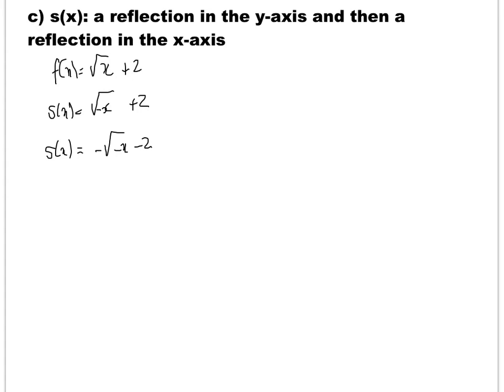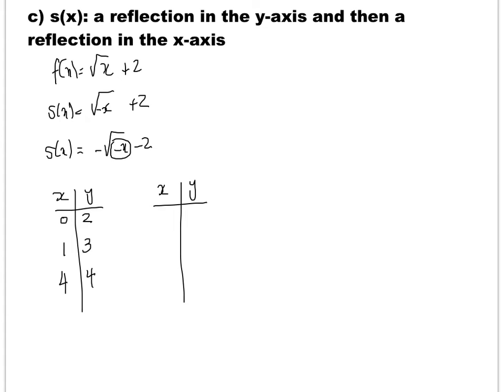Now, we are supposed to graph it and then find the domain and range. Again, if you remember, the table of values for f of x was 0, 1, and 4. And then we said it's 2, 3, and 4. Now, for the new table of values for S of x, we have to first decide what values the function is valid. Since negative x is under the square root and it has to be positive, we know that x has to be less than or equal to 0.